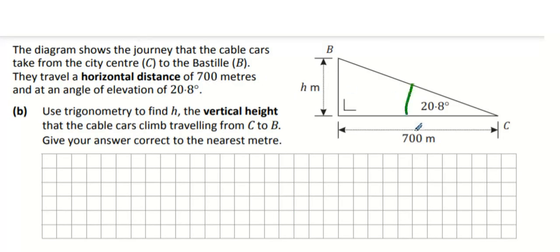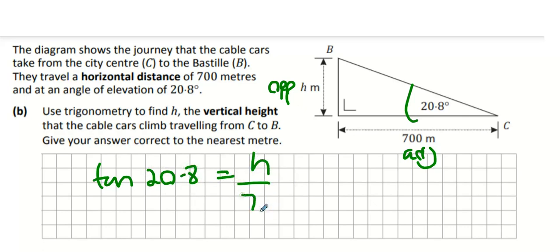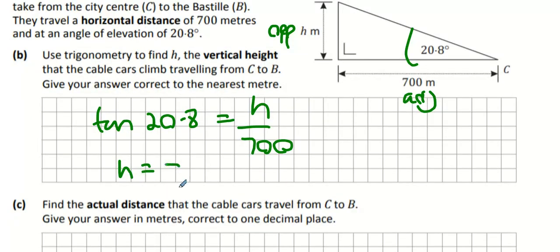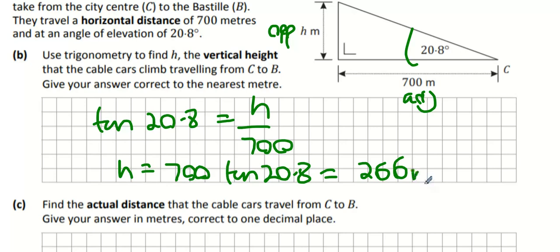We want the opposite and we know the adjacent. So once again, we're going for tan. Sorry, I used tan so often in this test, so we really thought there would have been more options. Now, bring the 700 up and multiply by tan 20.8. And what do we get for that then, guys? 266, to the nearest meter.